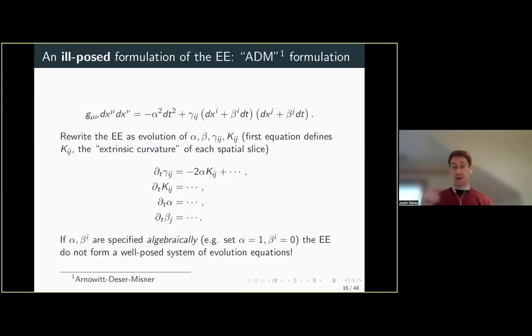So first I'll tell you about a set of coordinates that people were thinking a lot about in the 90s that turns out not to be a great choice, because if you perturb your initial conditions, you get large growth of these perturbations, and it's not well posed. This is the so-called ADM formulation that I showed you earlier.